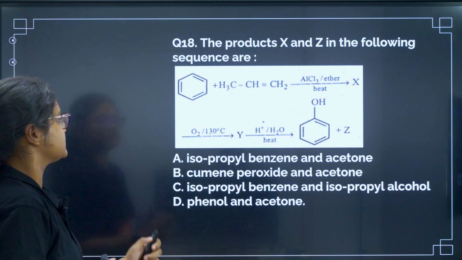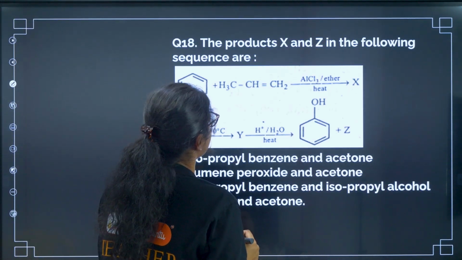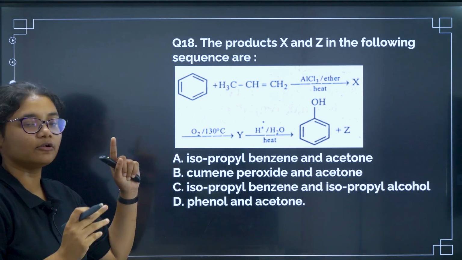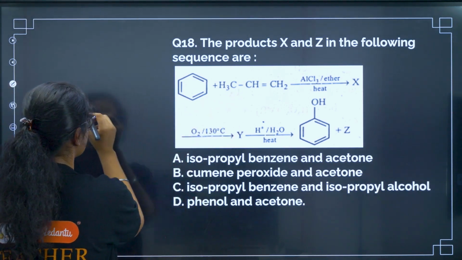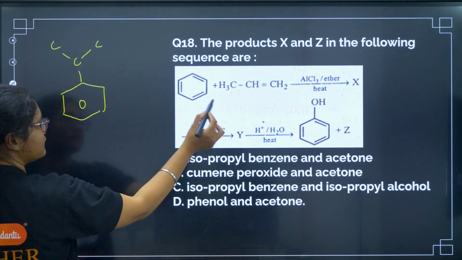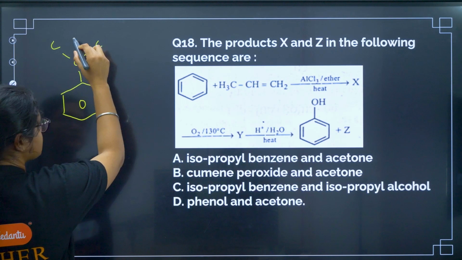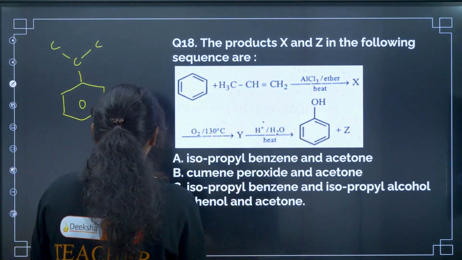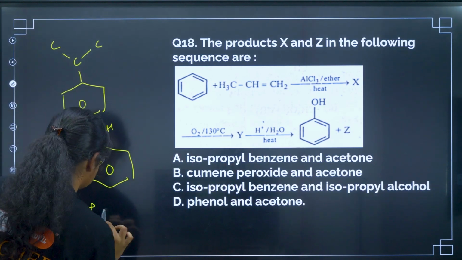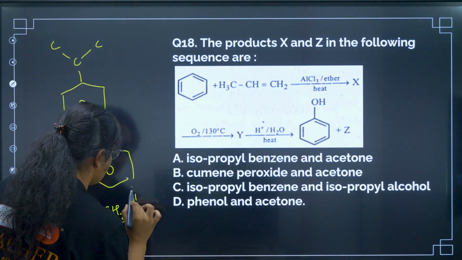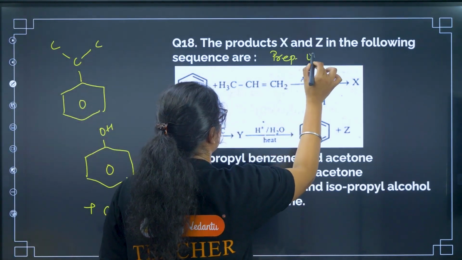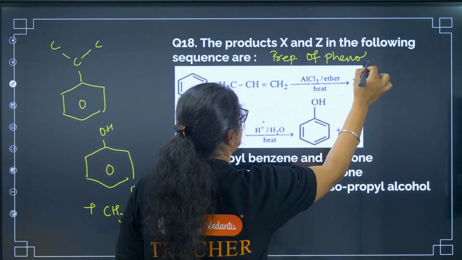Okay. Next question. So we have to find the products for the following reaction. This is a very important one. The preparation of phenol from cumene. Important reaction. So first of all, when we add this compound, it forms isopropyl benzene, this one. Then when you treat it with oxygen, oxygen gets attached here. And finally, the product that we get is phenol and CH3COCH3. Okay. So this reaction is directly there in the preparation of phenols from cumene.